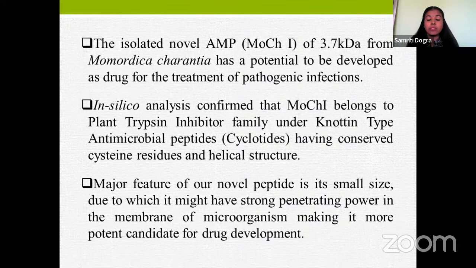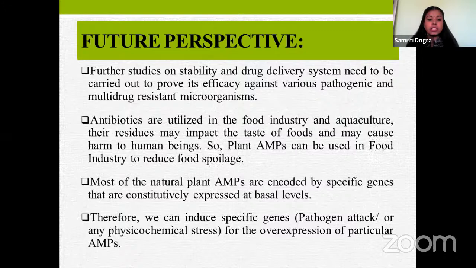So what are the future perspectives? Further studies on stability and the drug delivery system need to be carried out to improve its efficiency against various pathogenic and multi-drug resistant microorganisms.